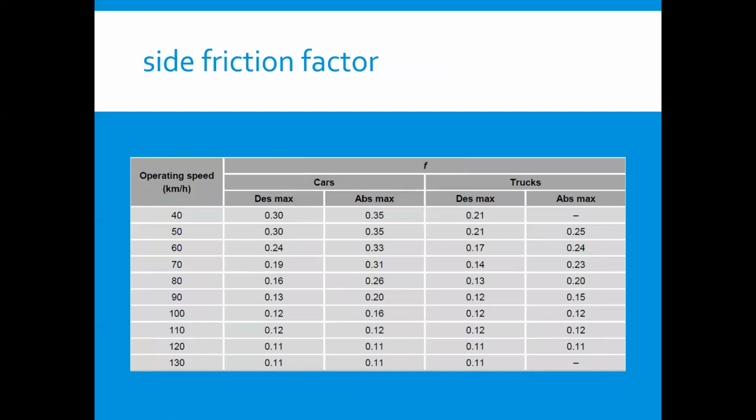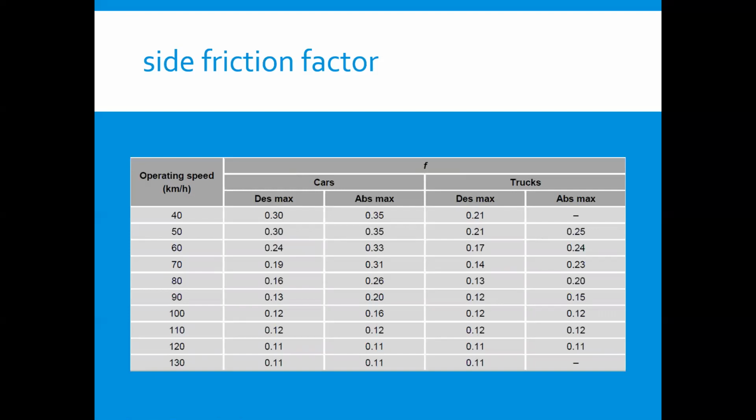You may remember F, a side friction factor that is used in the kinematic formula. So the side friction factor is a measure of frictional force between the pavement and vehicle tires. Values of the side friction factor are presented in the table on this slide. The associated minimum curve radii are based on a superelevation of 5% as a maximum value in the urban area.